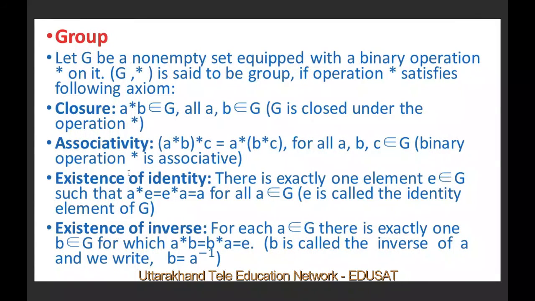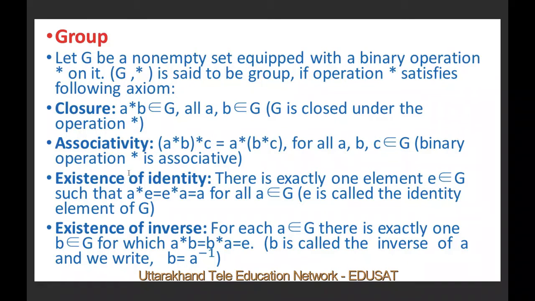Now we come to the definition of group. Let G be a non-empty set equipped with a binary operation star on it, then (G, star) is said to be a group if the operation satisfies the following axioms. First is closure. For all a, b belonging to G, a star b belongs to G. It means G is closed under the operation of star.